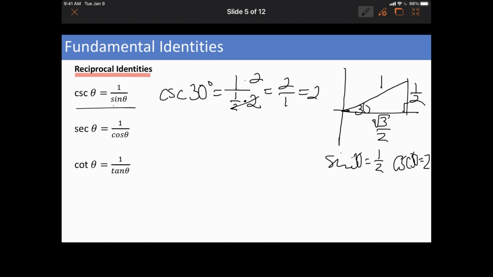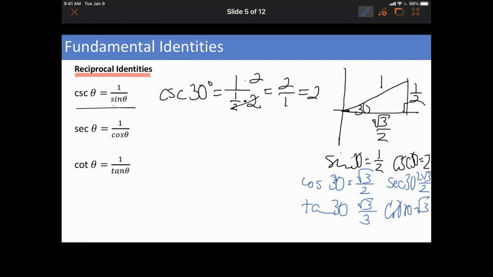So for the next one, let's see, cosine of 30, square root of 3 over 2. And when we put up tangent as well, that's going to be the square root of 3 over 3. So for secant, you should know it's 2 root 3 over 2, and cotangent is root 3. So does it hold true for the other ones?